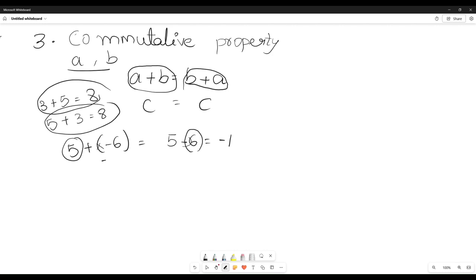For 6 the sign is negative. So for commutative property it has to satisfy the reverse order also. So minus 6 plus 5. 6 is the bigger number, and for 6 it is the negative sign. Minus 6 plus 5 means from minus 6 you have to remove 5. It becomes minus 1. It satisfies both. So it is a commutative property.